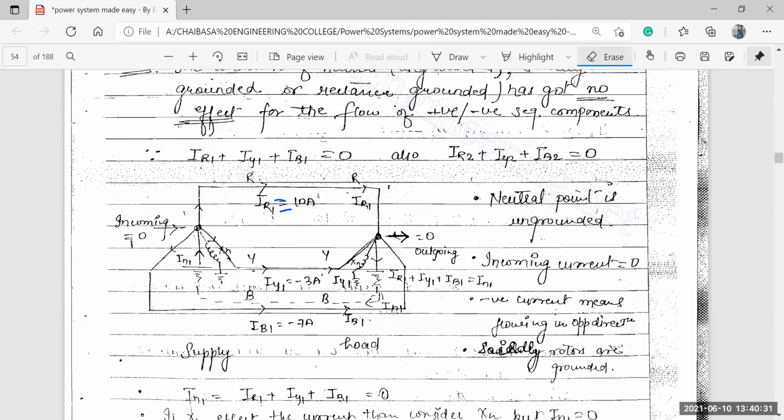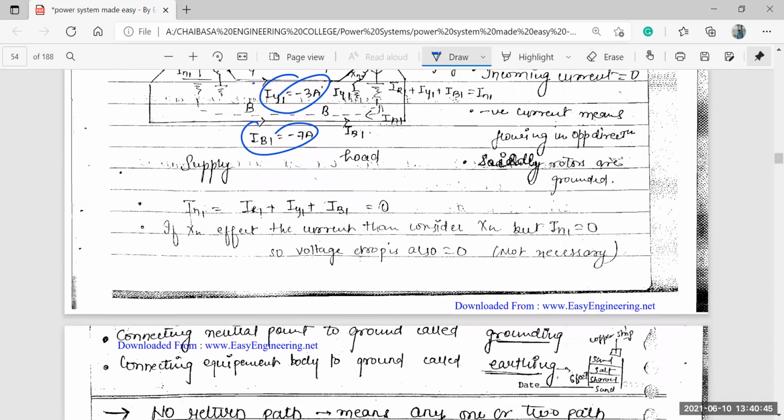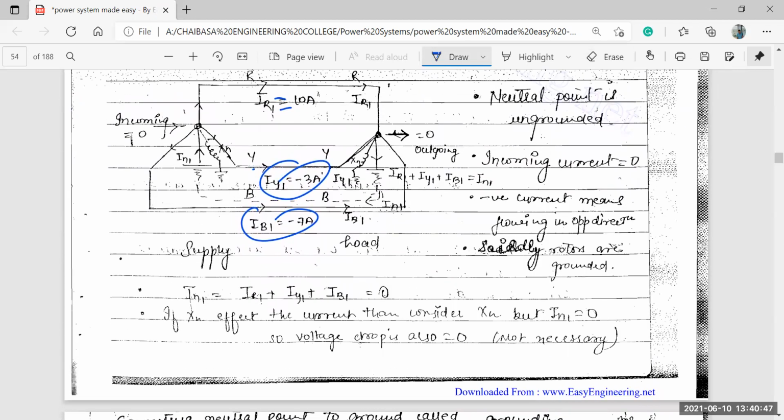A negative sequence means flowing in the opposite direction. This particular part, that is your IR1, IY1, IB1, these are flowing in the opposite direction. Now see, if it is grounded, then this would be your IR1, IY1 and IB1. The sum of these three will be equal to 0. All the current would be flowing.